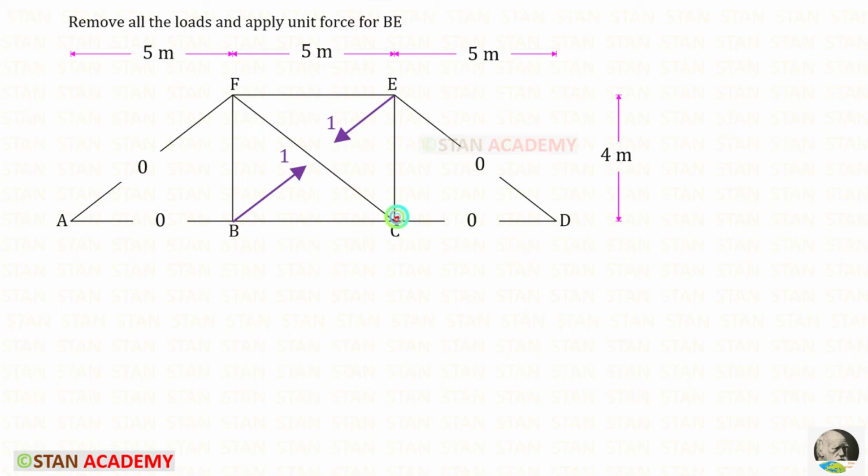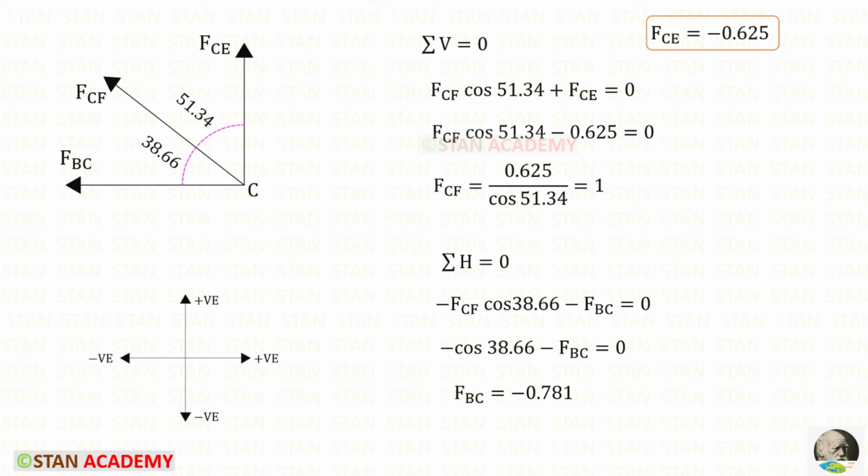Let us take the joint C and find the member forces. Let us apply this rule. FCF is inclined. We need to make it vertical. To keep it vertical, we need 51.34 degree. So with the FCF, we have to multiply cos 51.34. Since it is acting upwards, it will be positive. FCE is acting upwards, so it is also positive. In the previous step, we have calculated FCE. We can apply that. For FCF, we will get 1.